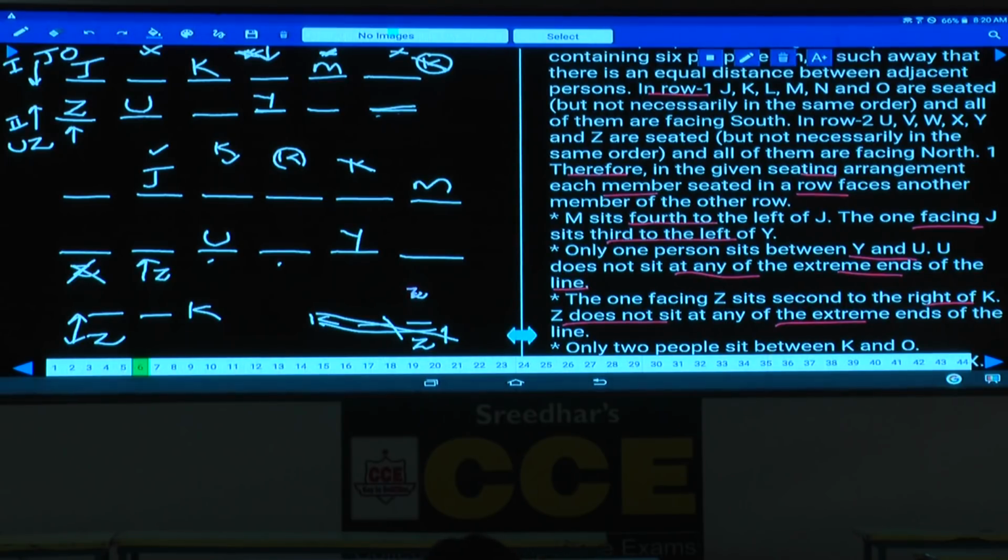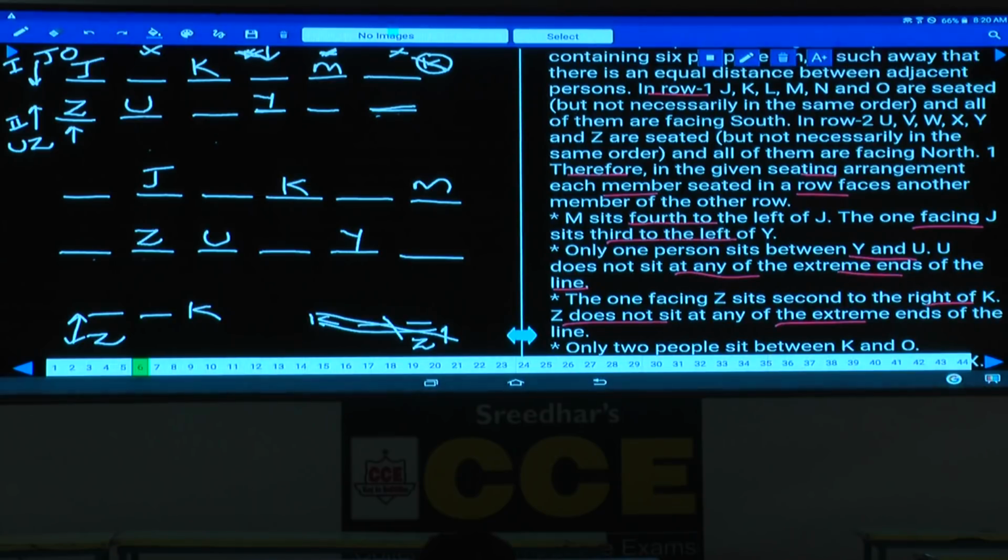As Z cannot be here, then Z must be here. If Z is here, then K will be here. Earlier we discussed that there are two possibilities for this K and Z. But now, only one possibility remains, because Z is not at any of the extreme ends of the row. Done with this one? Now we have finalized this K and Z as well.